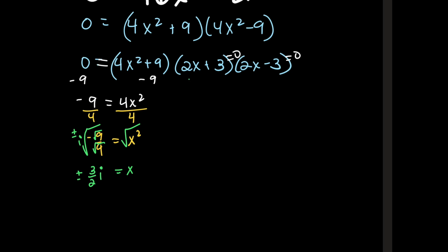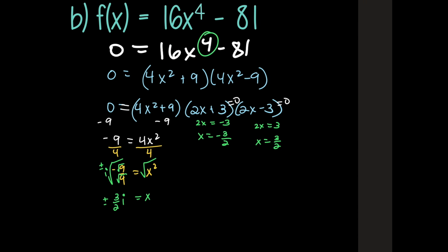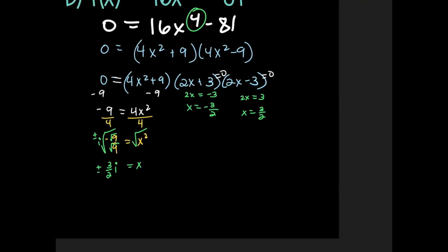The second parentheses, 2x would equal -3, and x would equal -3/2. The last parentheses, 2x would equal 3, and x would equal 3/2. So my 4 zeros, and there should be 4 because the exponent's 4, are -3 over 2i, +3 over 2i, -3 over 2, and +3 over 2.